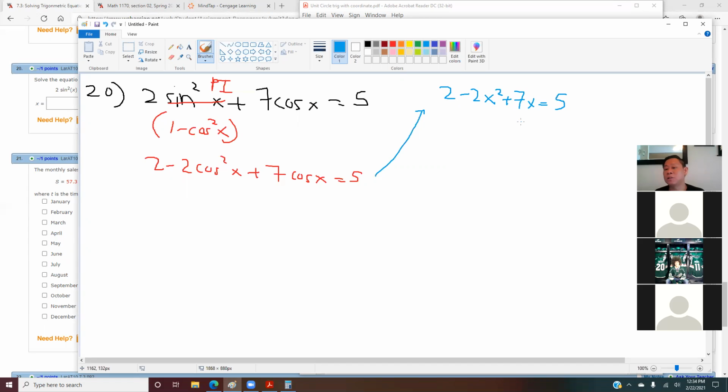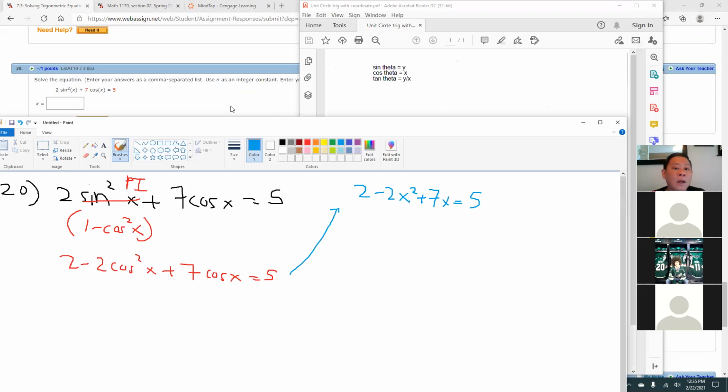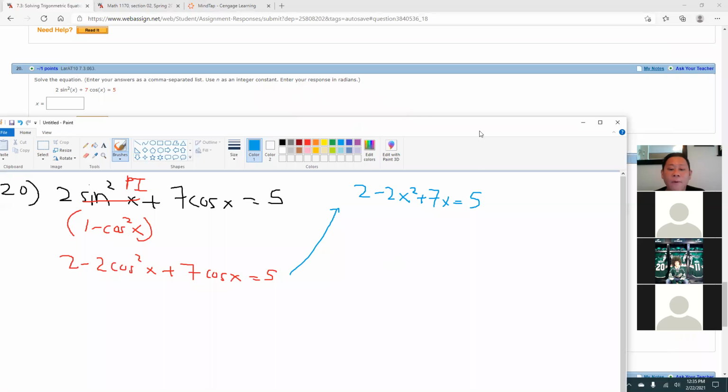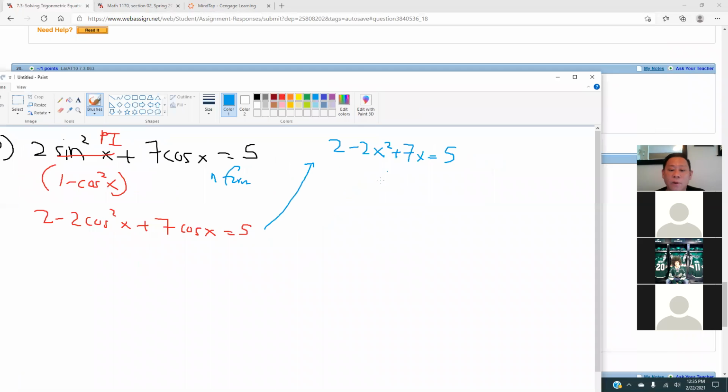Does anyone know how to solve this kind of quadratic equation? This is the same as that, I just changed all my cosine x to become x. Anyone? Let's see what they wanted. The answer in what form? Answer in n form. So this question wants us to give the answer in n form. Anyone know how to solve this kind of equation?